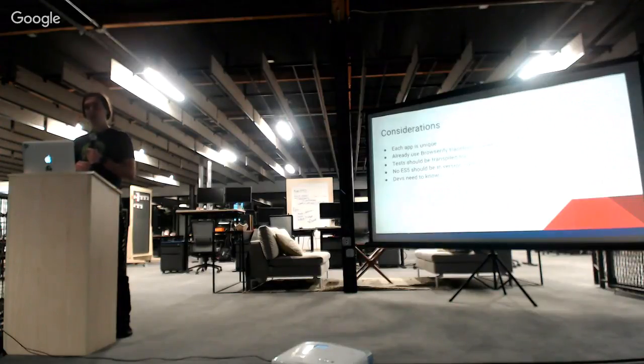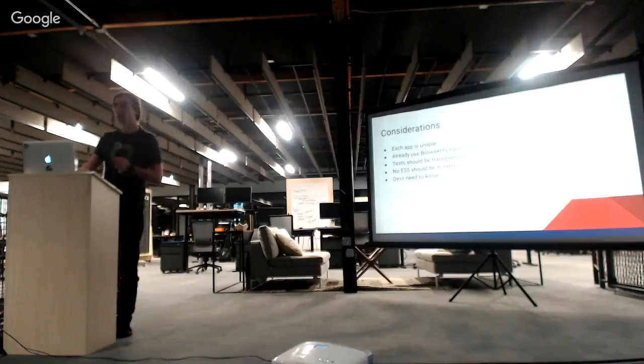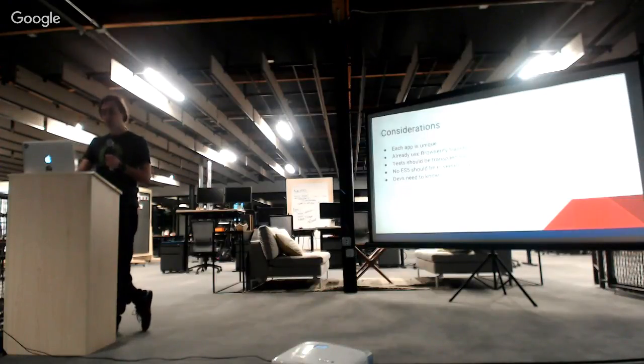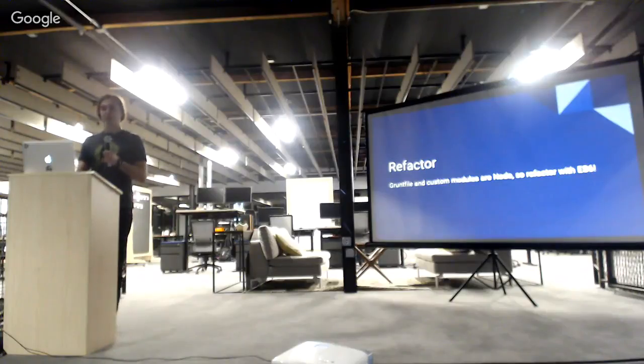So, some considerations going into it with 29 different apps. I was thinking that every app was unique, so we would need to have each one get QA'd a little bit since we're going to transform all of the code. We already had Browserify in place, and we were using Browserify transform to get React JSX into ES5. I wanted to have all of our tests be transpiled too, so you could be thinking in ES6 all the time. Didn't want any ES5 in version control at all, and all the devs needed to know that they could and should use it.